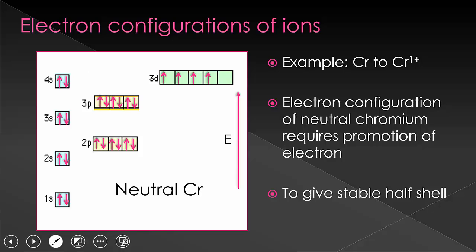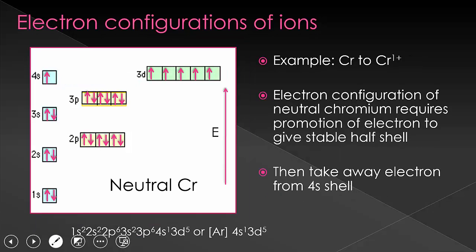However, since the promotion of one electron gives us a fully filled or a half-filled d shell, we can promote one electron up. Even though it is a higher energy level, the increased stabilization of the half-filled d subshell lowers the total energy. This is our neutral chromium electron configuration. 4s1, 3d5.